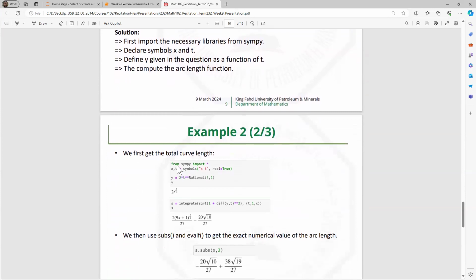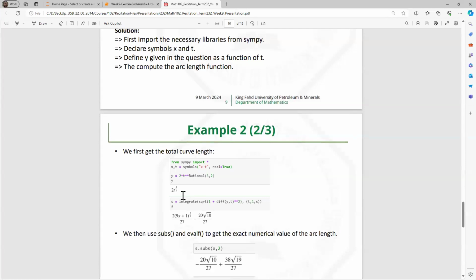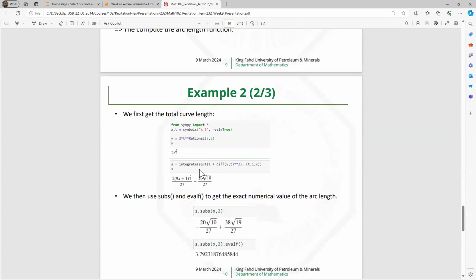So here is the definition of x and t as the variables, and we define y to be 2 times t to the power of the rational 3/2, which means this is 2t to the power 3/2. Then we define s to be the result of the integration of the square root of 1 plus the derivative of y squared. So that's basically the arc length formula we're going to have in terms of x, when t goes from 1 to x. So this is the arc length formula s we got in terms of x.